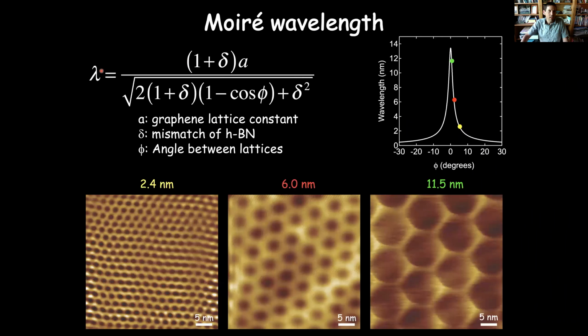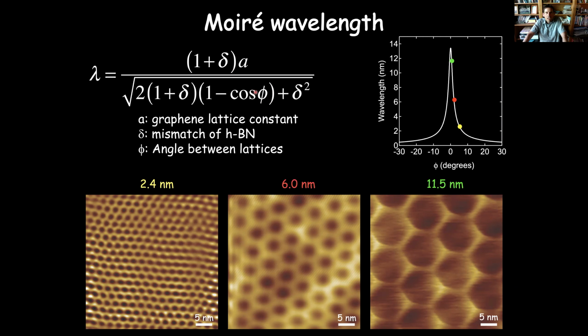And it's fairly straightforward to calculate what this Moiré wavelength is, the distance where this lattice repeats. It depends on just a couple of parameters. One is delta, which is the lattice mismatch between the two layers. So in this case, 1.8% for the boron nitride and the graphene.